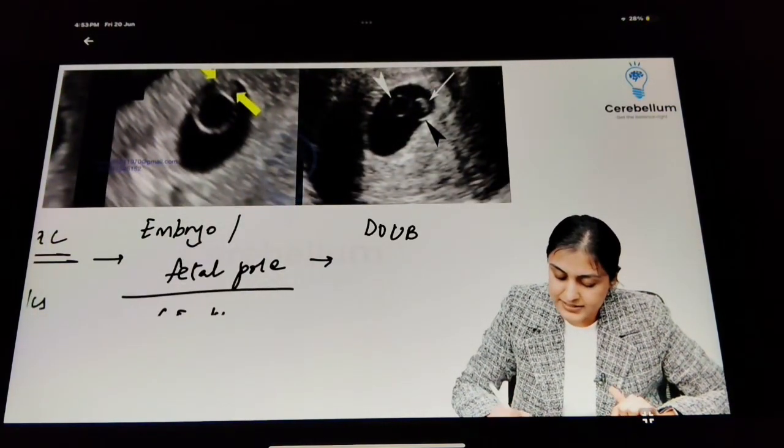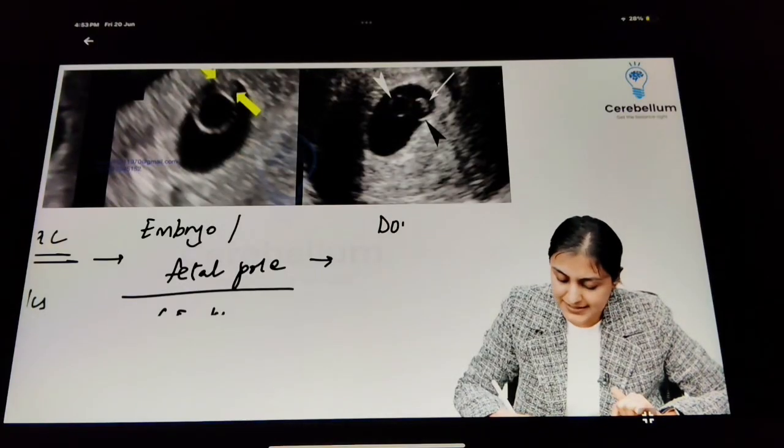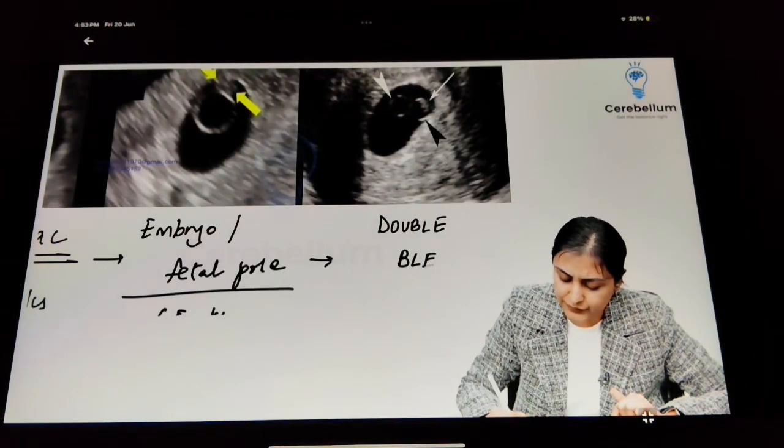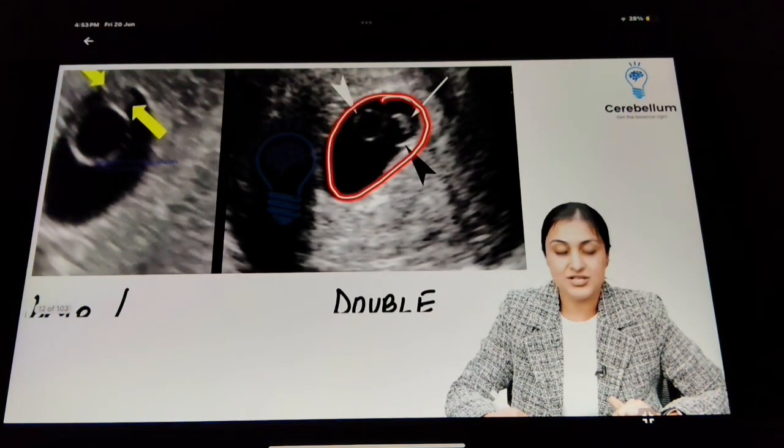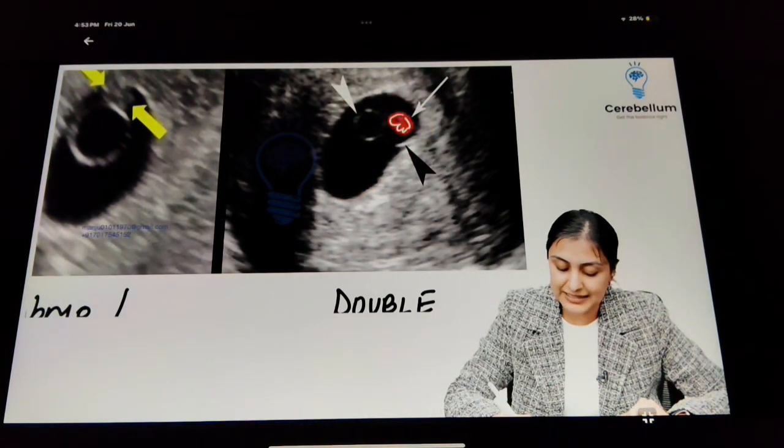as a one-liner. This is what we call as the double bleb sign. So this is the double bleb sign. Don't confuse it with double decidual sign. What are the two blebs here? First of all, this largest sac is G-sac. Yeah. So you can see here, this is the embryo and there are two sacs.